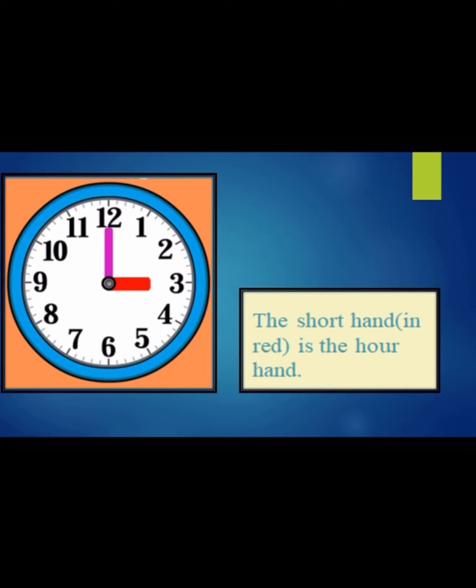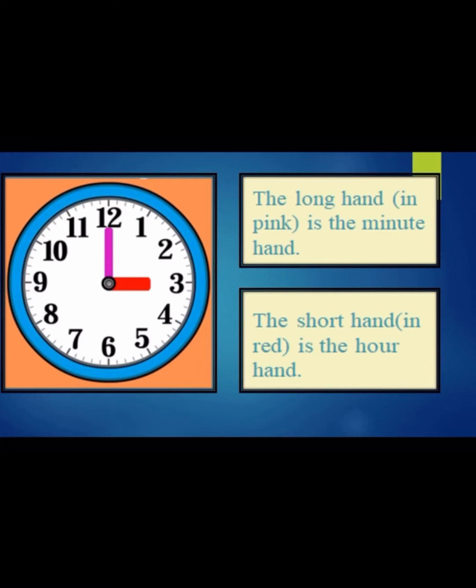Now the longer hand is the pink color hand, and this hand is also called the minute hand because it shows the minutes. The minute hand moves faster. It completes one round in 1 hour.